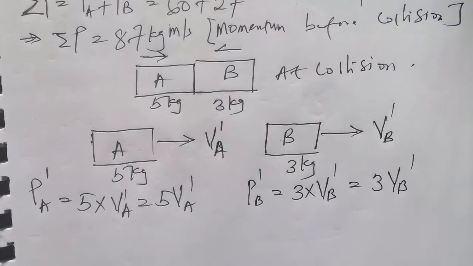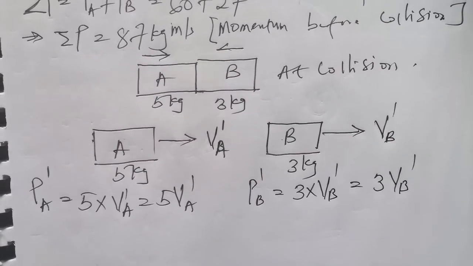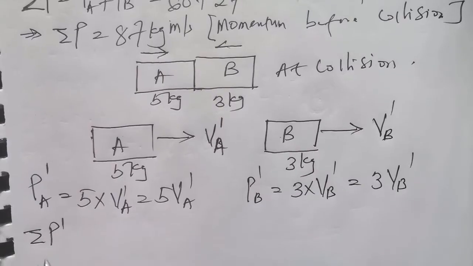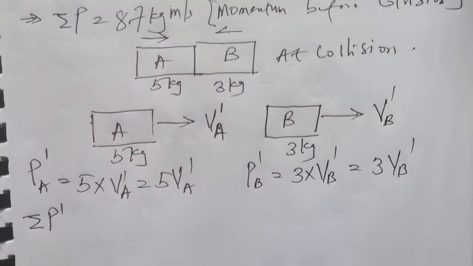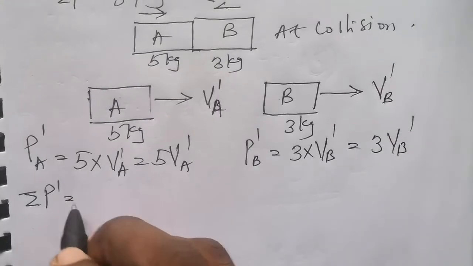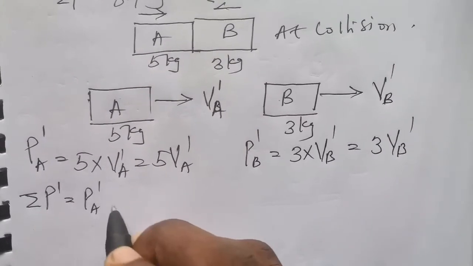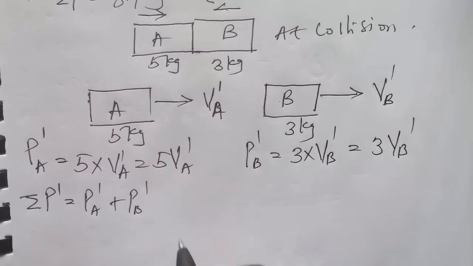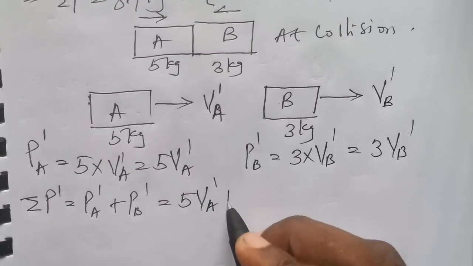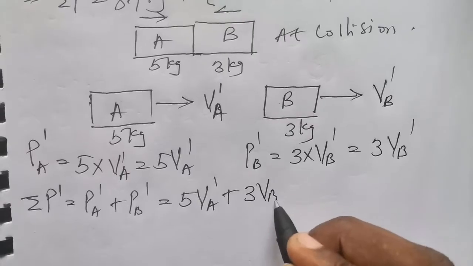All right, now you find the summation of momentum after collision. Call that summation P prime. The summation of momentum after collision is simply PA prime plus PB prime, and this is equal to 5 VA prime plus 3 VB prime.